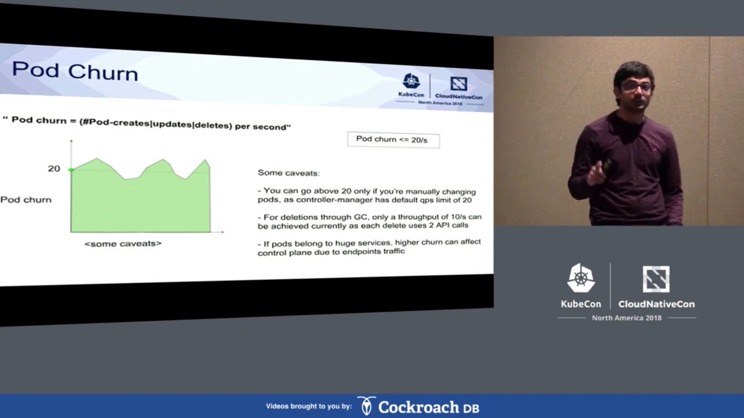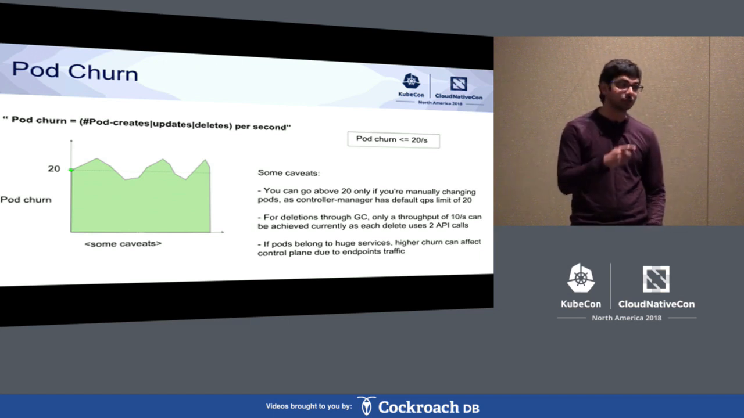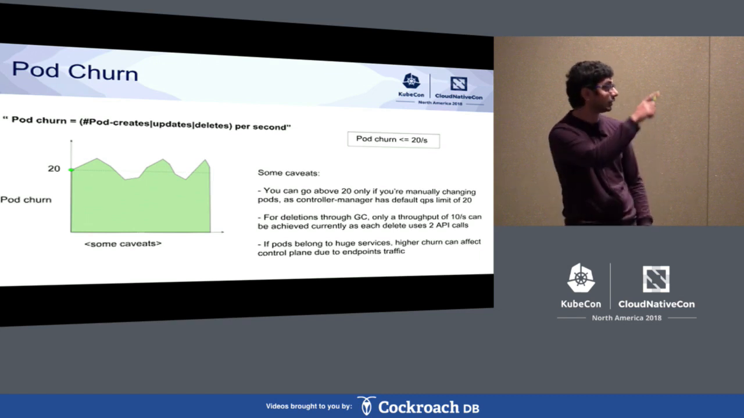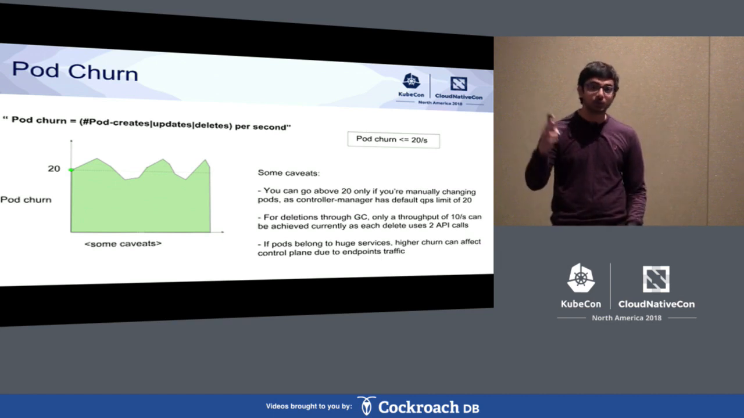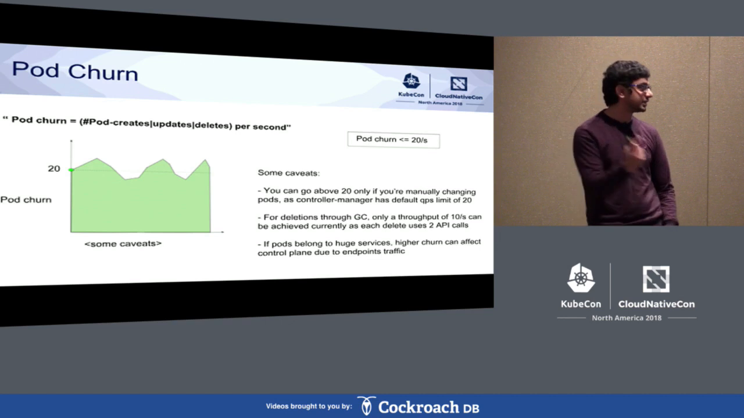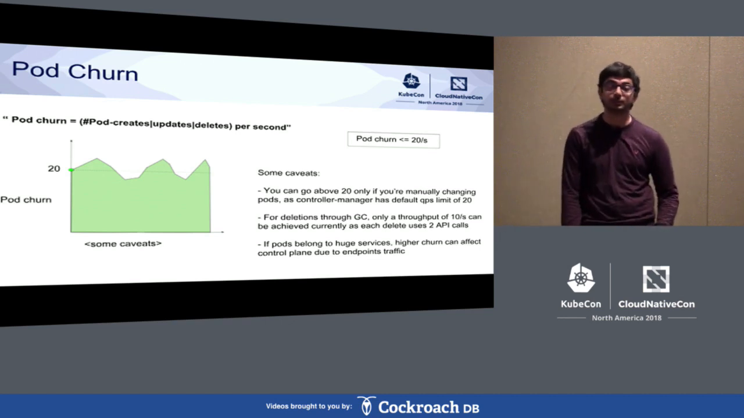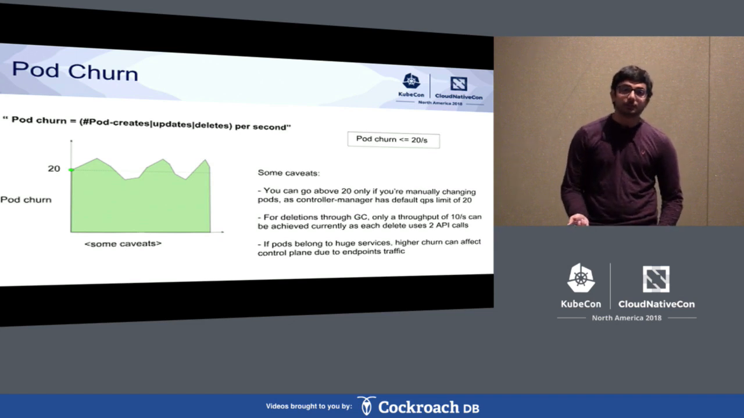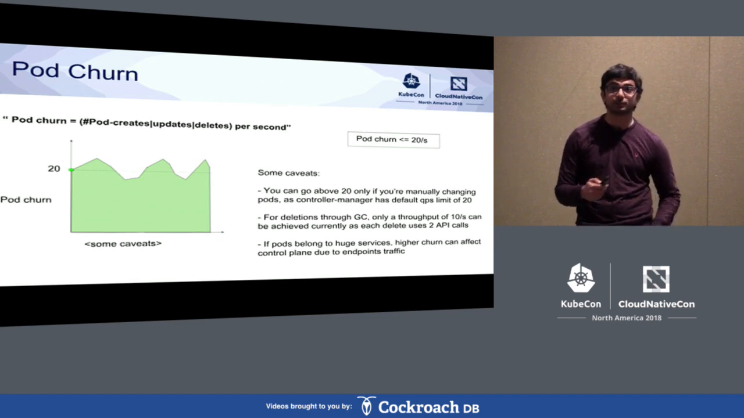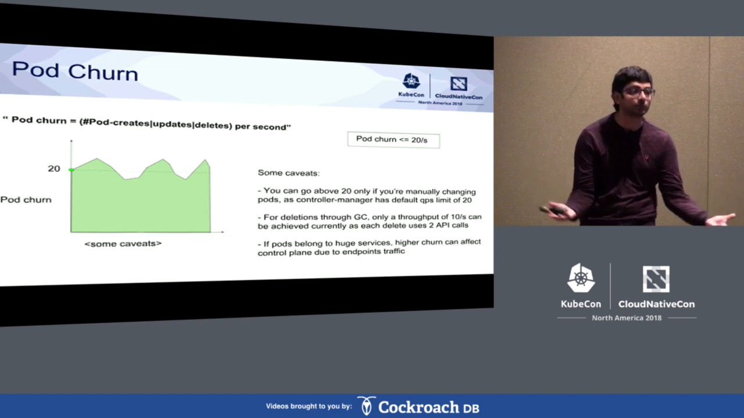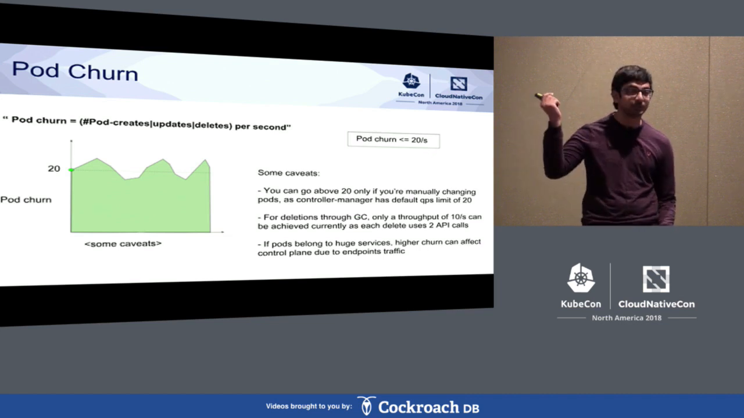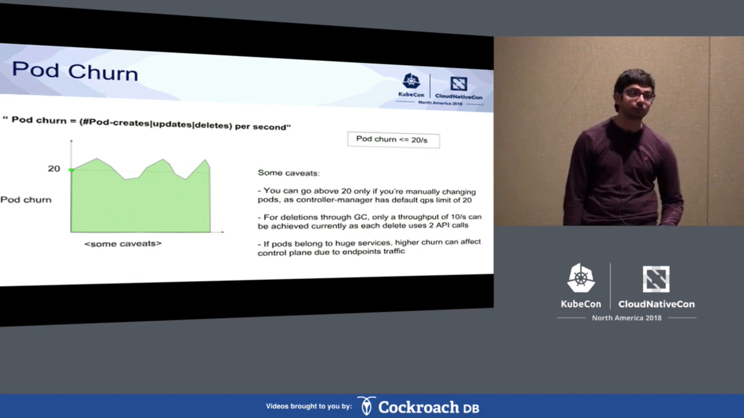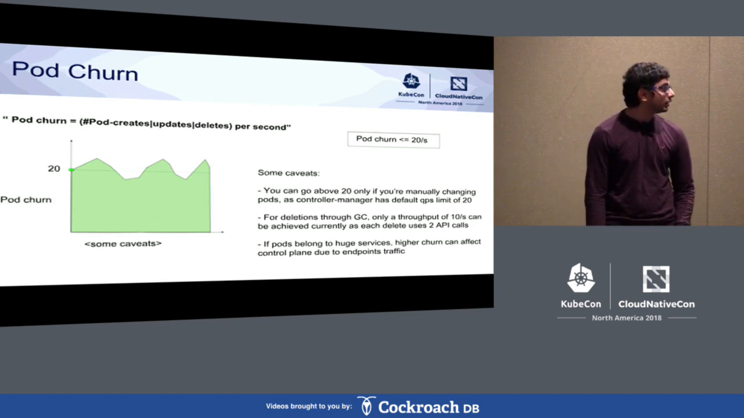And for deletions, if you're going to depend on the Kubernetes garbage collector to delete your orphaned pods, then you actually have an even lower limit of 10 per second, because the way the garbage collector works right now in Kubernetes is it makes two API calls for deleting a single object. So that basically means you can only achieve a throughput of 10 per second for deletes. And like I said earlier, if you have pods that are part of really big services, then pod churn can create a lot of endpoints traffic because of these massive endpoints objects. And that can overload your control plane. And as a result, you may not actually be able to achieve the churn of 20 per second safely. Cool.